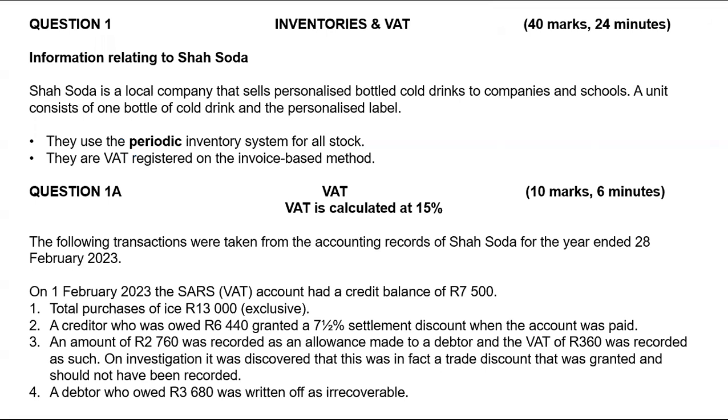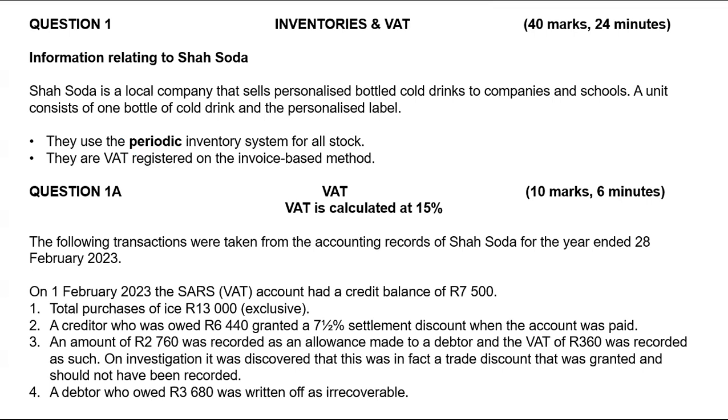A creditor who was owed 6,440 granted a 7.5% settlement discount when the account was paid. A creditor is someone that we buy from, purchase. And when we purchase, it attracts VAT input. Basically here, VAT input has already been calculated on that 6,440 when we purchase from this creditor.